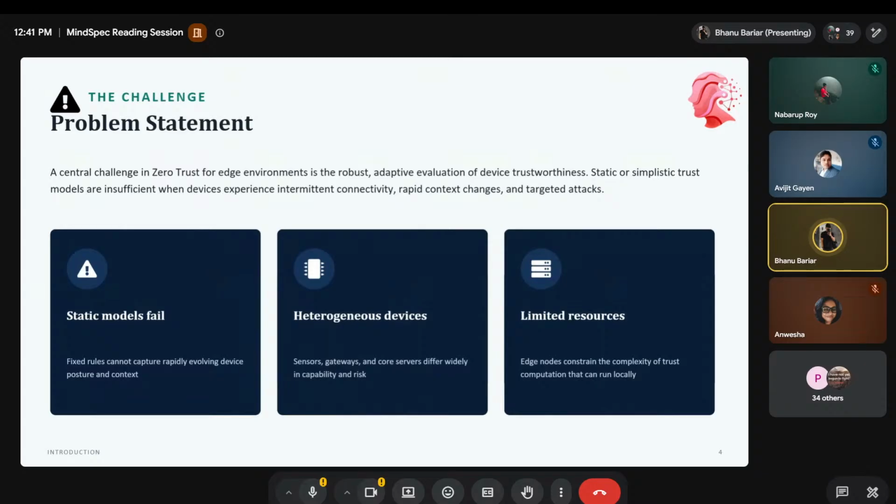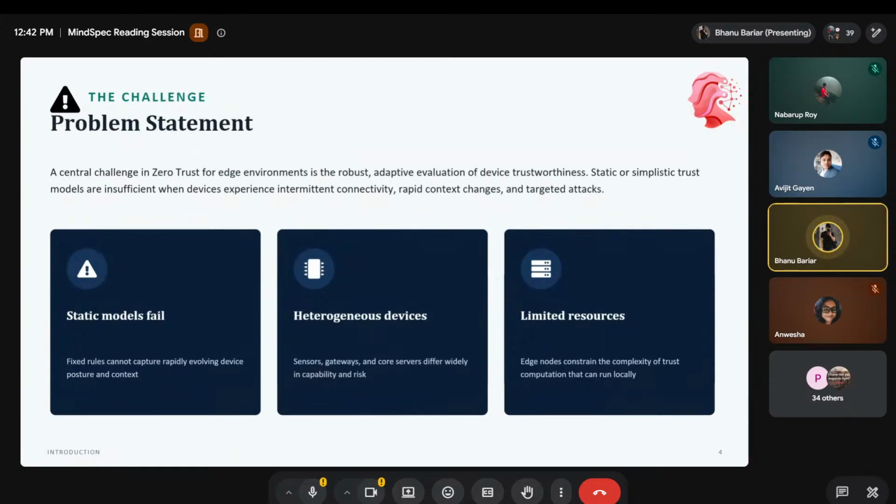First was that static trust models are ineffective because they cannot adapt to rapidly changing security conditions. Second was that edge environments are highly heterogeneous. Devices such as sensors, gateways, IoT devices, and core servers all have different capabilities and security requirements, so they cannot be evaluated using the same criteria. And the third one was that edge devices have limited computational resources.